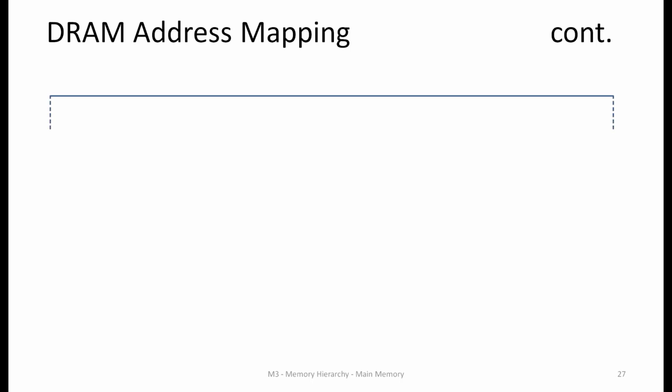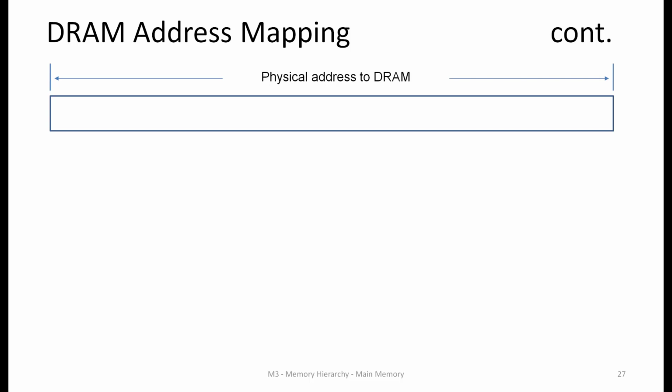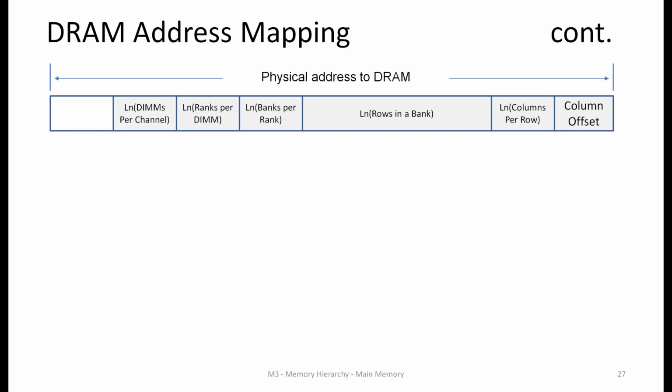Let's look at a couple of examples. Let's assume that this is the physical address that has come to the memory controller. The column offset, which is always 6 bits because the standard column size is 64 bytes, will be removed from the LSB. After that, log to the base 2 of the total number of columns per row will give us the column ID. Following that, we can have the number of rows in a bank. Following that, banks per rank, ranks per DIMM, number of DIMMs per channel, and eventually the number of channels.